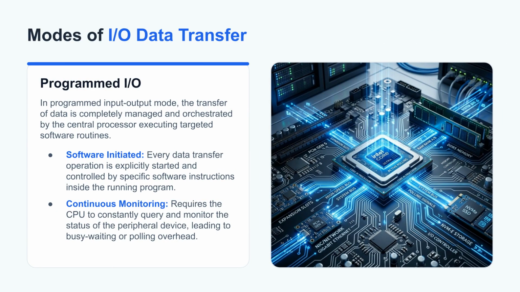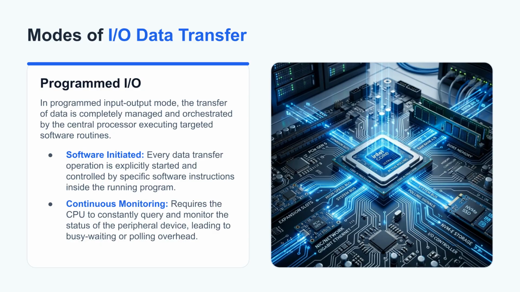Now let's examine the three primary modes used to execute data transfers between peripherals and memory, starting with programmed I/O. In programmed I/O, every individual data transfer operation is completely driven and managed by the central processor executing targeted software routines. The CPU executes instructions that explicitly poll the status register of an I/O device to check if it is ready to send or receive data. This requirement for continuous monitoring results in significant CPU overhead, known as busy waiting or polling.